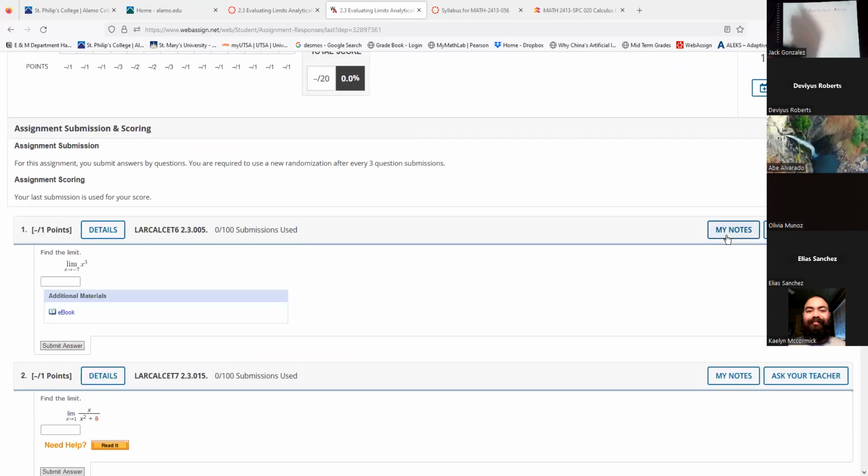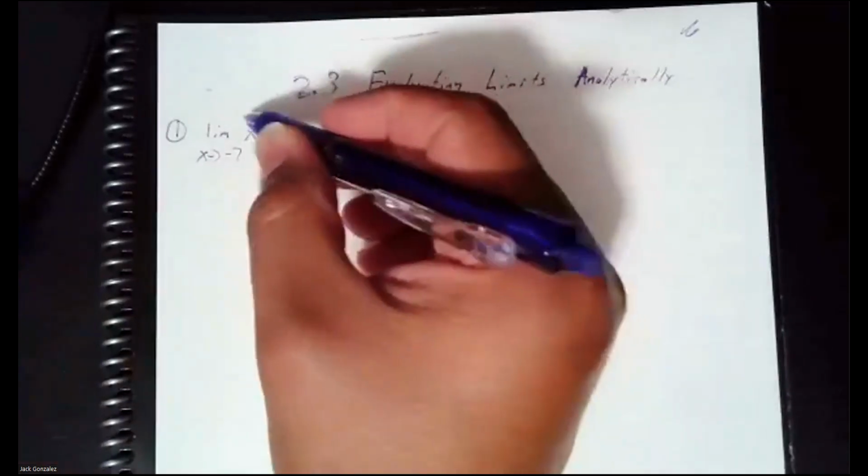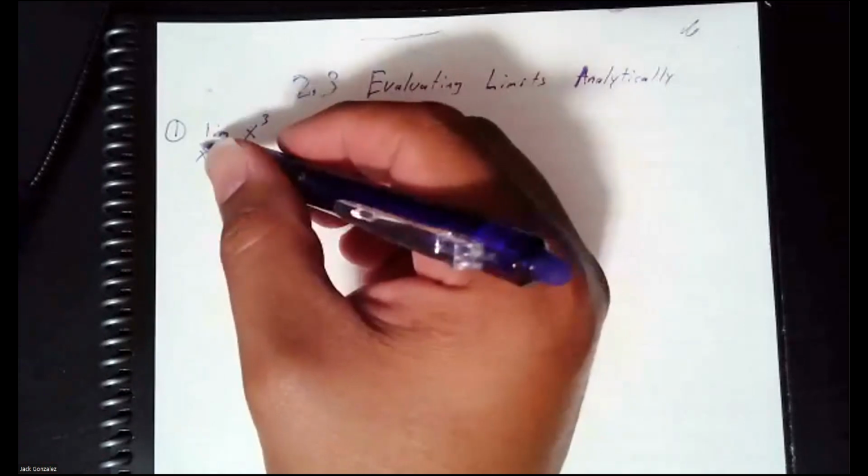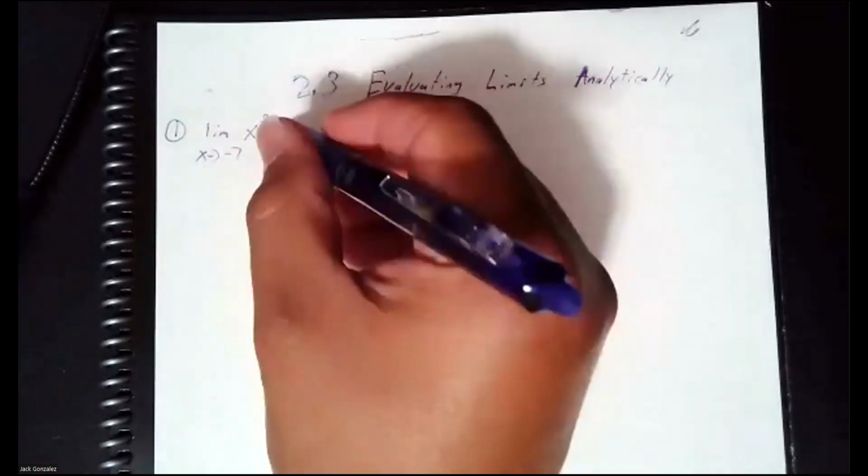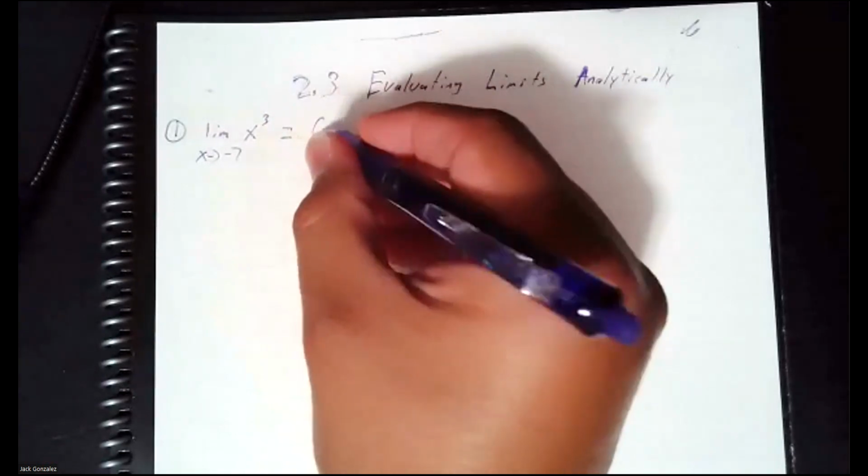Okay. Number one, remember I told you the first thing you should try is just plug it in and see what happens. Let me switch back after I write this down. As x approaches -7. All right, so all that means is what is the y value doing as x approaches -7 from both directions? But if you can plug it in, we'll go ahead, right?